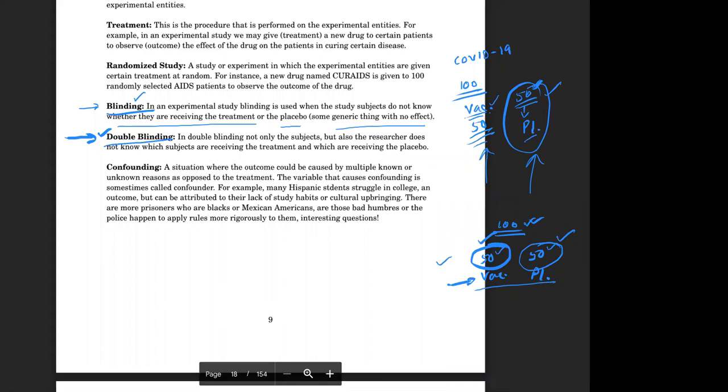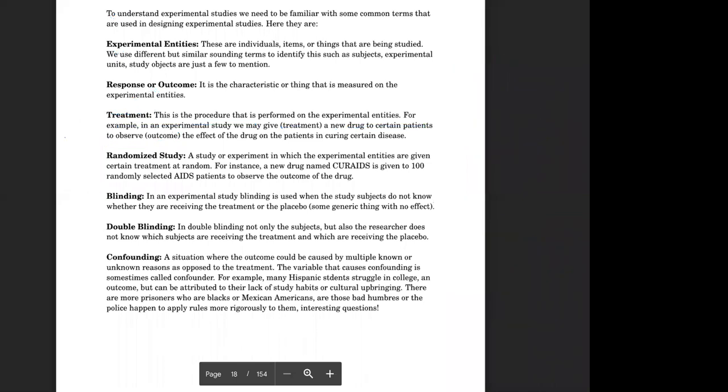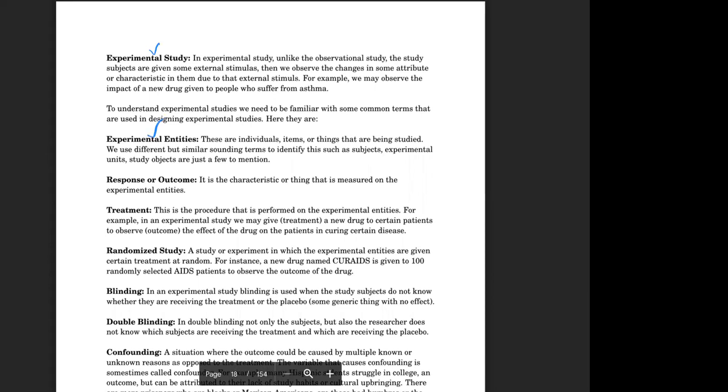So that's double blinding. So now hopefully when you read journals, medical journals or any medical report, you would be able to understand what is blinding, what is double blinding, what is a randomized study, what is a treatment, or what are experimental entities, things like this. You should be able to very easily identify experimental entities, okay? Experimental study versus observational study, okay? All these things you should be comfortable with.